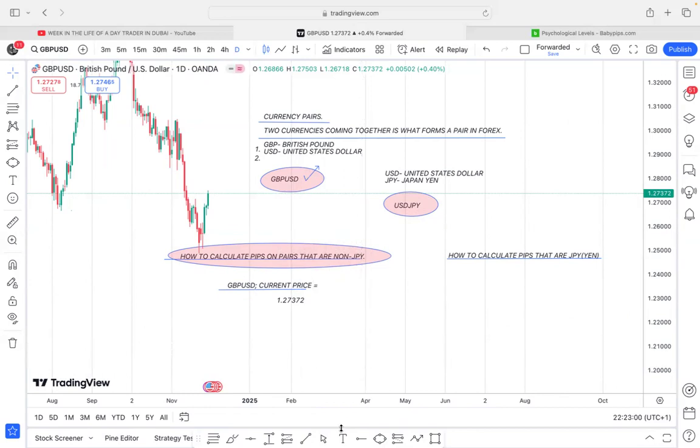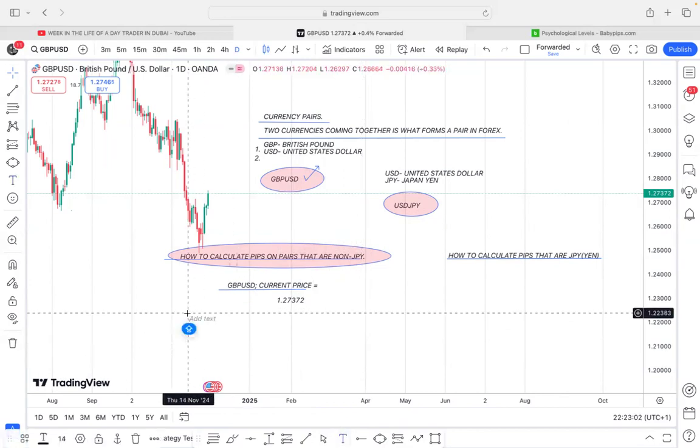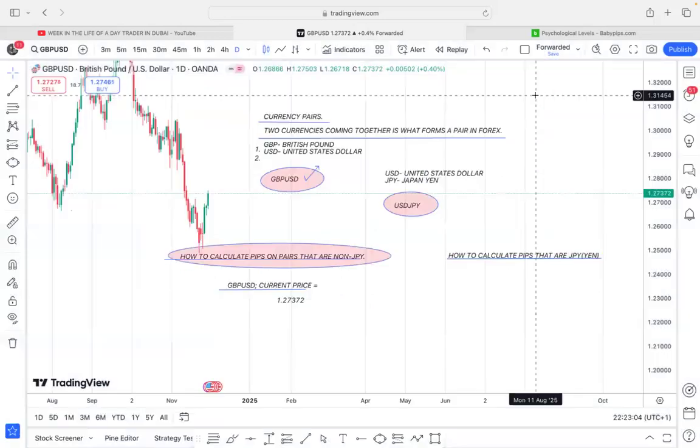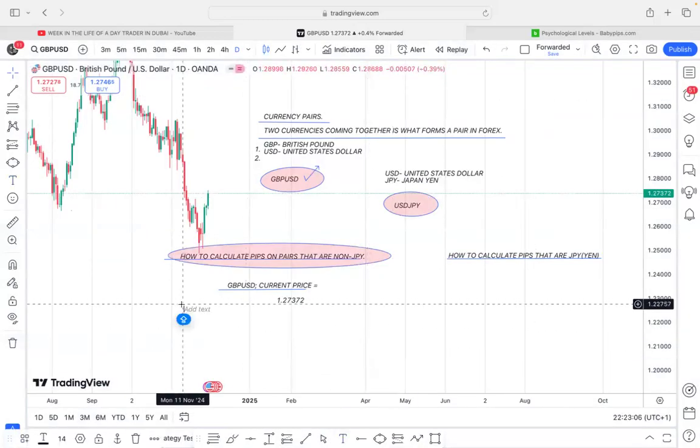So how do you calculate non-JPY pips? The fourth decimal place is what is known as one pip in the calculation.